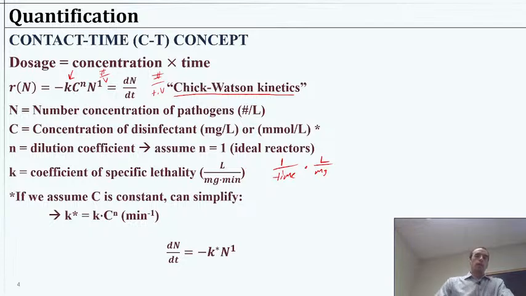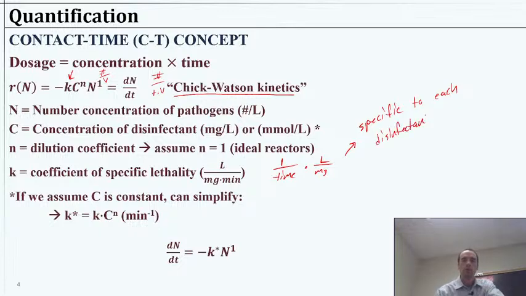Now, that's our coefficient of specific lethality that's specific to this particular disinfectant and that particular microbe. So this will be different if we go from E. coli to Salmonella. It will also be different if we go from chlorine to ozone, for example. So this would be each disinfectant-to-microbe pair.